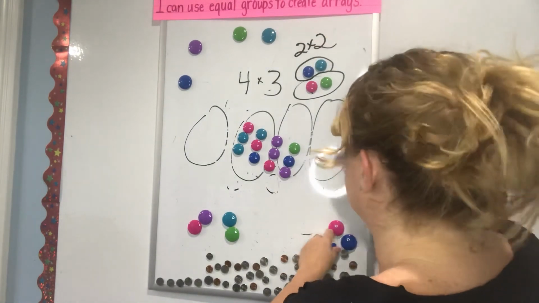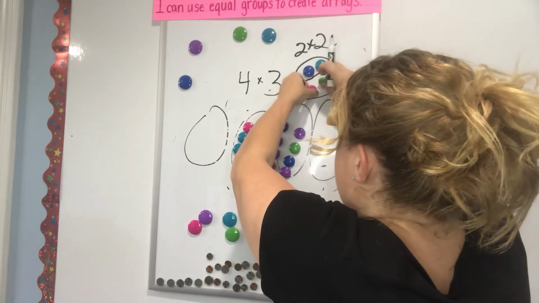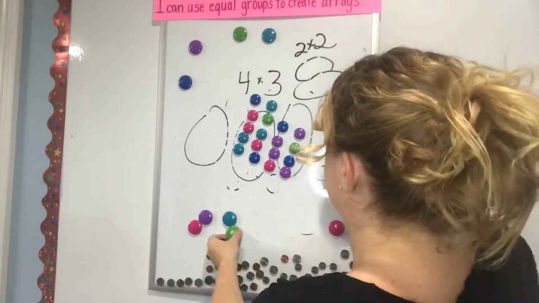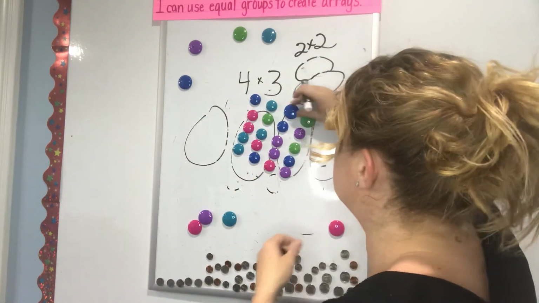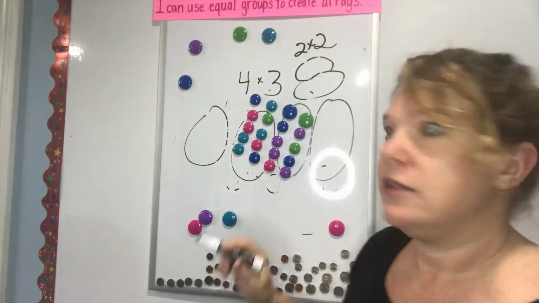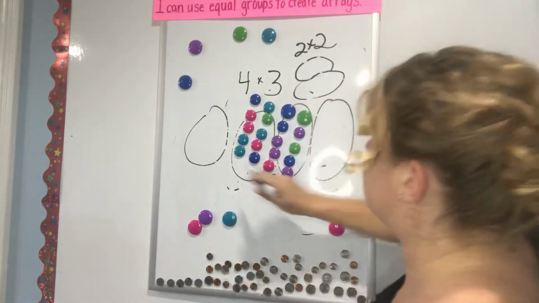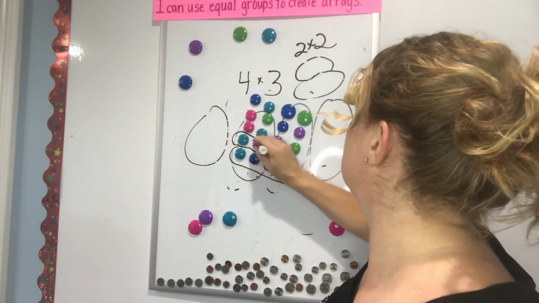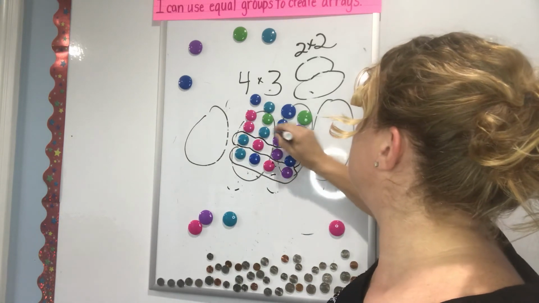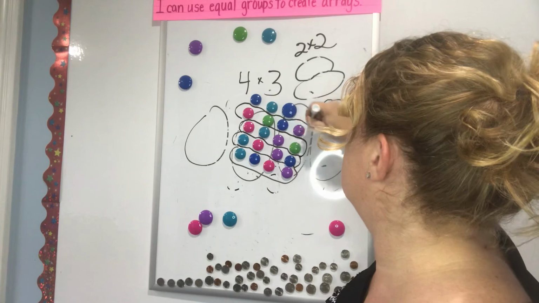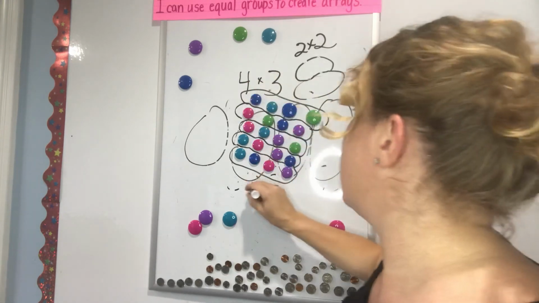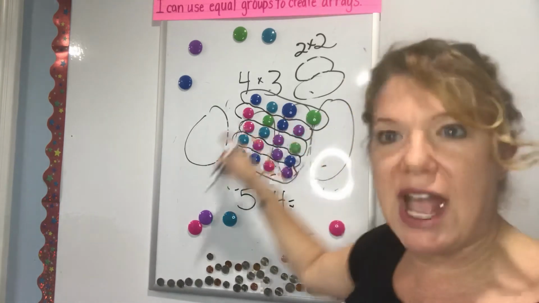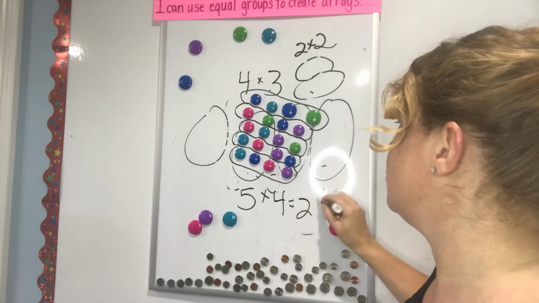I'll do one more. Let me just add to this guy. Oh, I've run out of little dots. We'll have to use big ones. So this one, it's sort of on an angle here, but 1, 2, 3, 4, 5. So we have 5 rows times 1, 2, 3, 4 in each row. So this array shows you 5 times 4 equals 20.